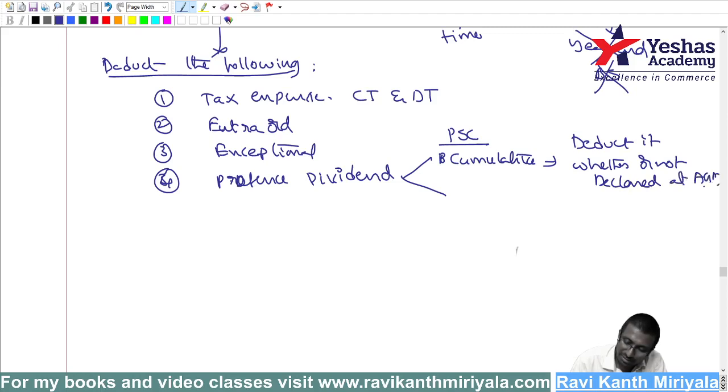Sir, there was no discussion at the AGM. Then what? You have to deduct it, because if not paid in the current year, at least it has to be paid in the next year. That means it's accrued basically.